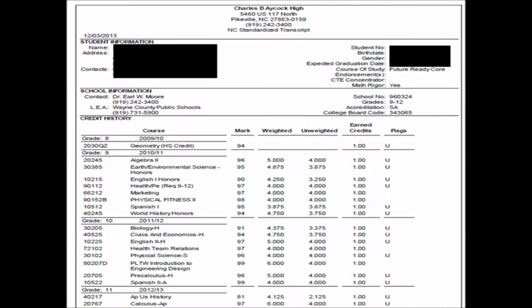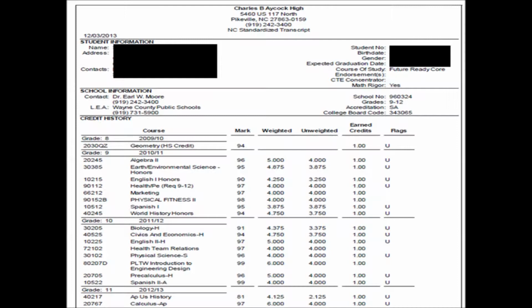Move down to the school information. This is basic school information for Charles B. Aycock, and then following school information is credit history. In credit history, we're going to take a look at 4 or 5 different sections, including the course, the mark, the weighted and unweighted quality points, and your earned credits.